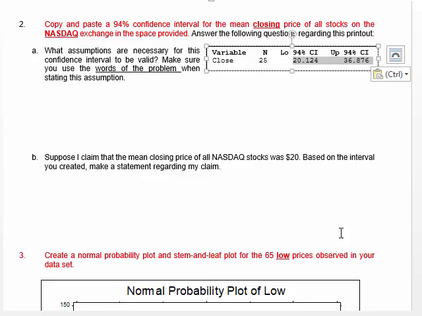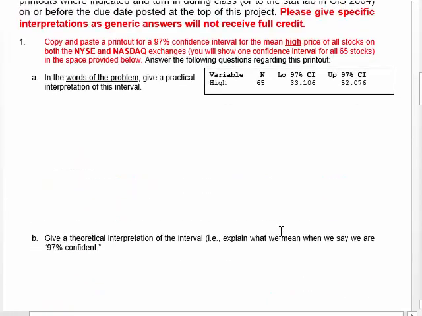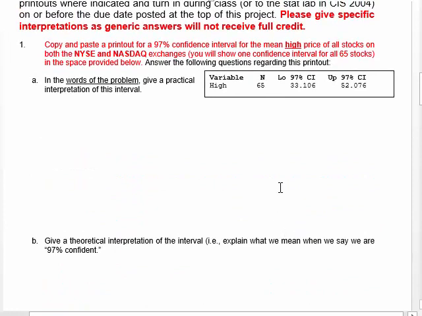So anyway, that's how you generate the printouts. I've given you some insights into what I'm looking for, but I'm going to talk about it in class with you guys as well.